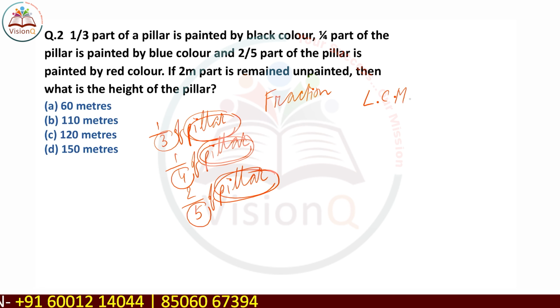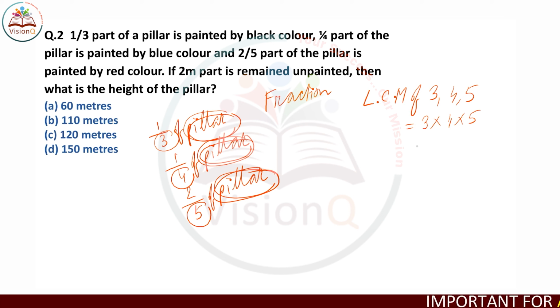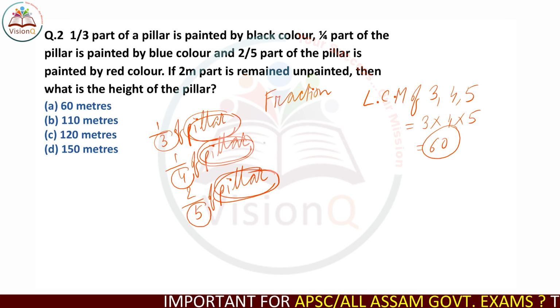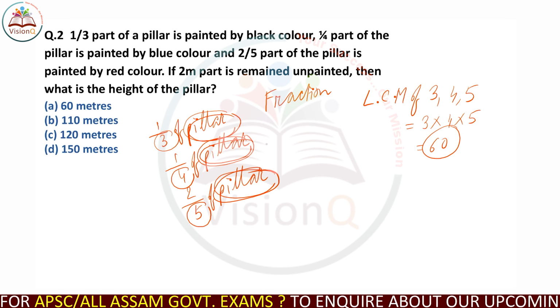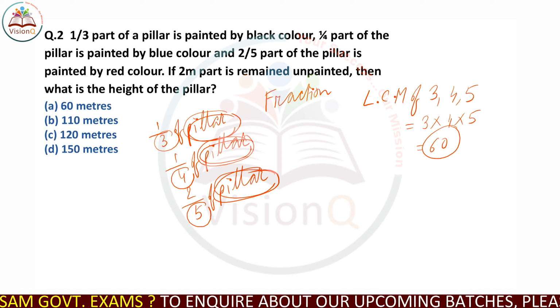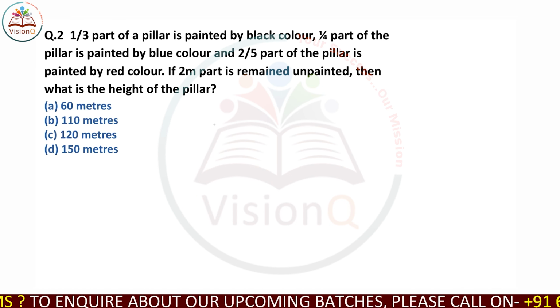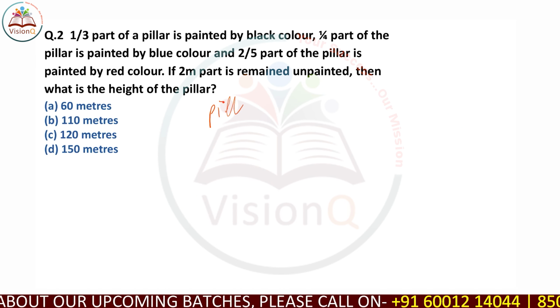So take the LCM of 3, 4 and 5, which will be how much? 3 into 4 into 5 gives 60. So take the pillar height as 60 because 60 will be divisible by 3, also by 4 and also by 5. So let me take the height of the pillar as 60. Okay, height of the pillar is suppose 60. So pillar's height is 60 meter.